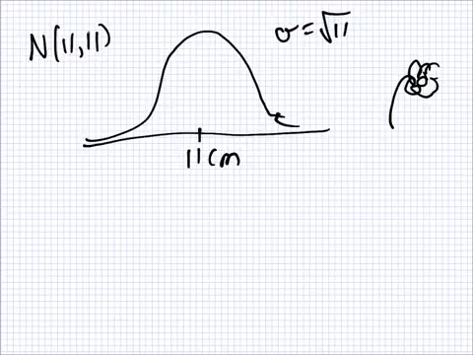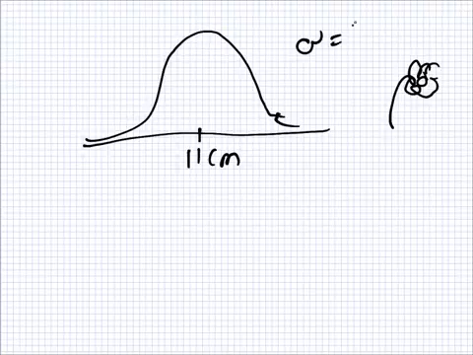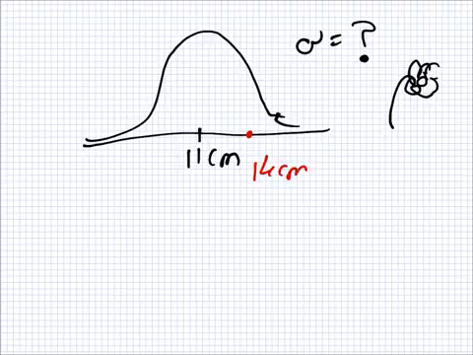No, sorry. We don't know the variance. We don't know it. So we don't know sigma. We're not sure what it is. So the first question is to find it. What they do is they mark off 14 centimeters, and they tell you the probability of getting a plant more than this is 0.063. So what is the probability of getting less than this?